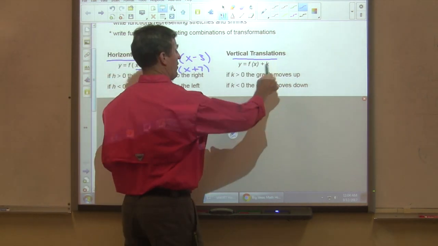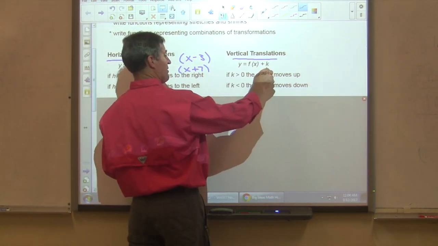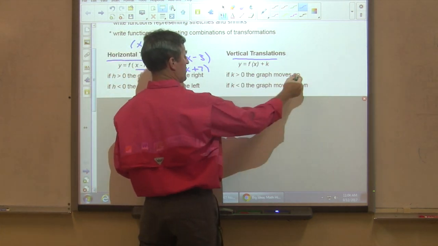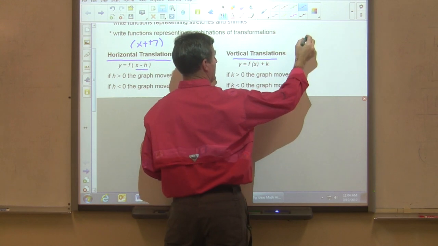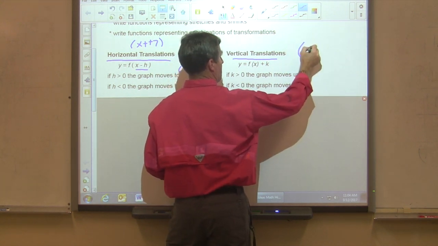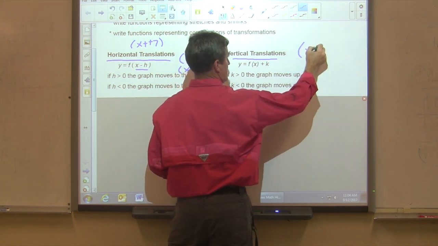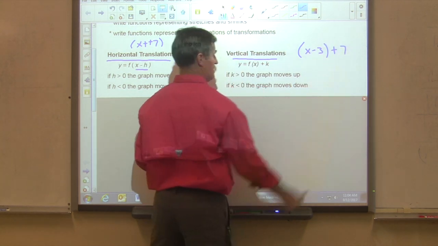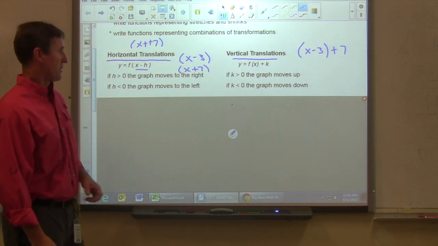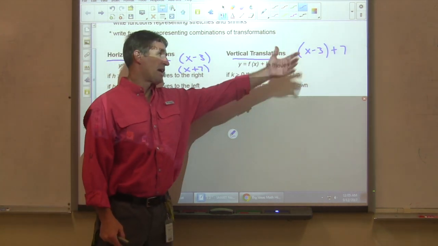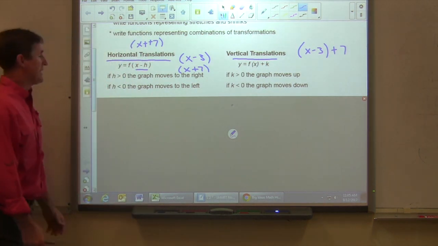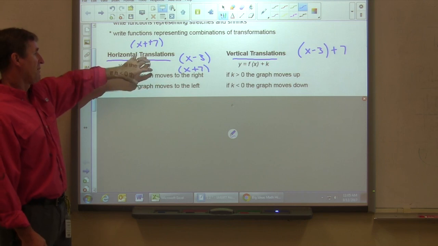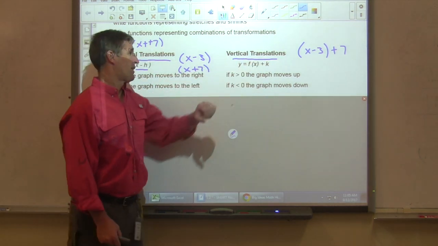Vertical translations, again, are up and down. So this k is outside, it affects the whole function. So if k is greater than 0, the graph moves up. So let's say it was x minus 3 plus 7, that would be 3 to the right and up 7. So it affects the whole function. If it's less than 0, it moves down. So if it said minus 7, it would be 7 down. So those are horizontal and vertical. Again, horizontal affects just the x, vertical affects the whole function.